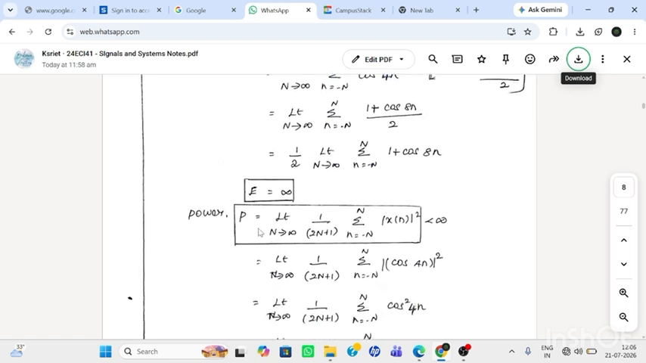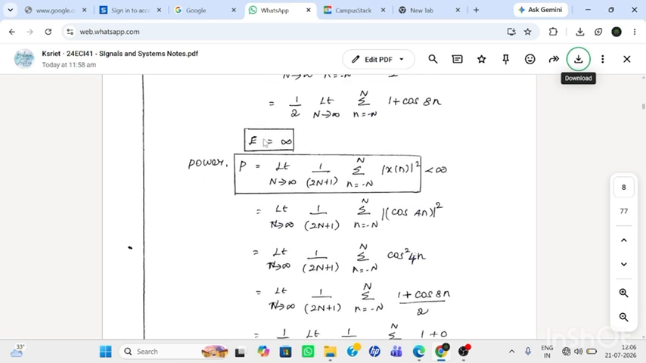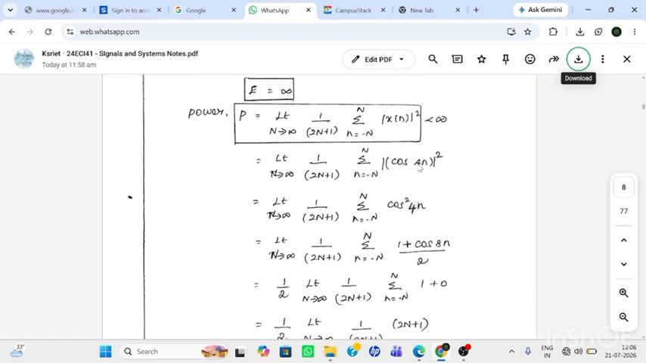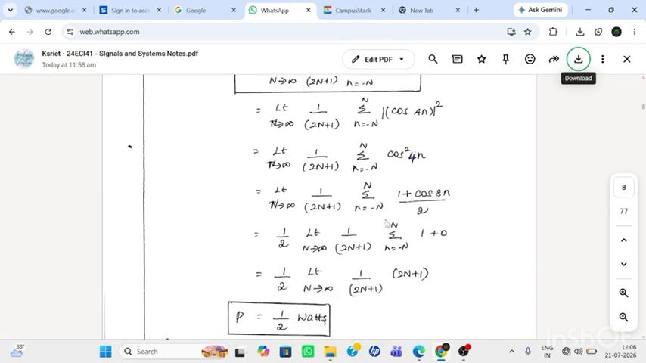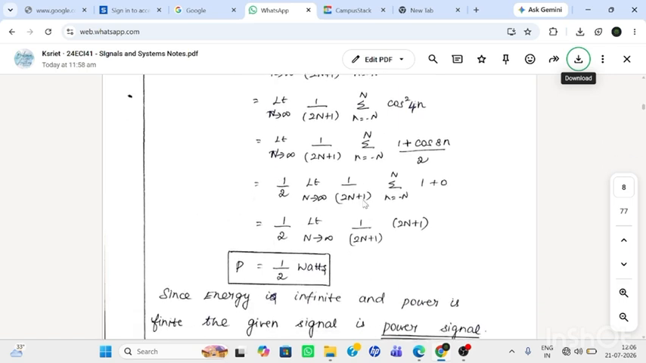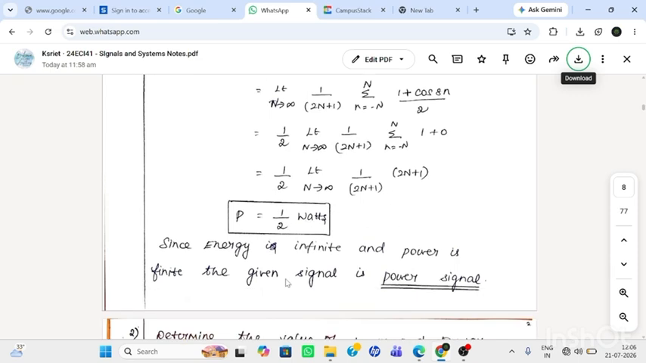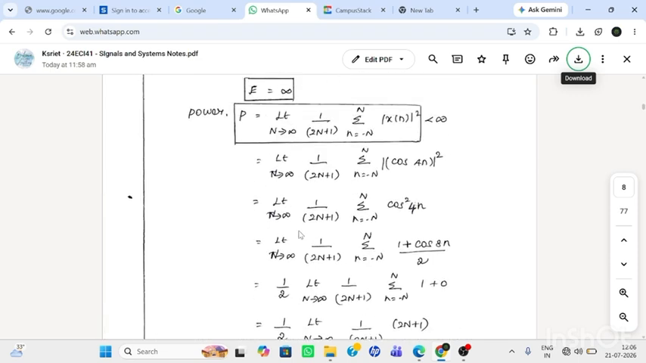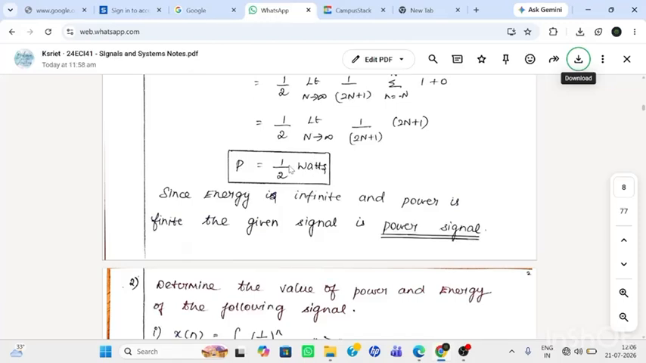So similarly, we have to substitute x of n in the power formula. The power formula is cos 4n the whole square. So similarly, we have to substitute cos square 4n. So on substituting the n value, we will get the value of cos 8n term as 2N plus 1. So we will get the power value as 1 by 2 watts. Here the energy is infinity and the power is 1 by 2 watts. We can say the given signal is a power signal. This is the condition for energy and power signals.